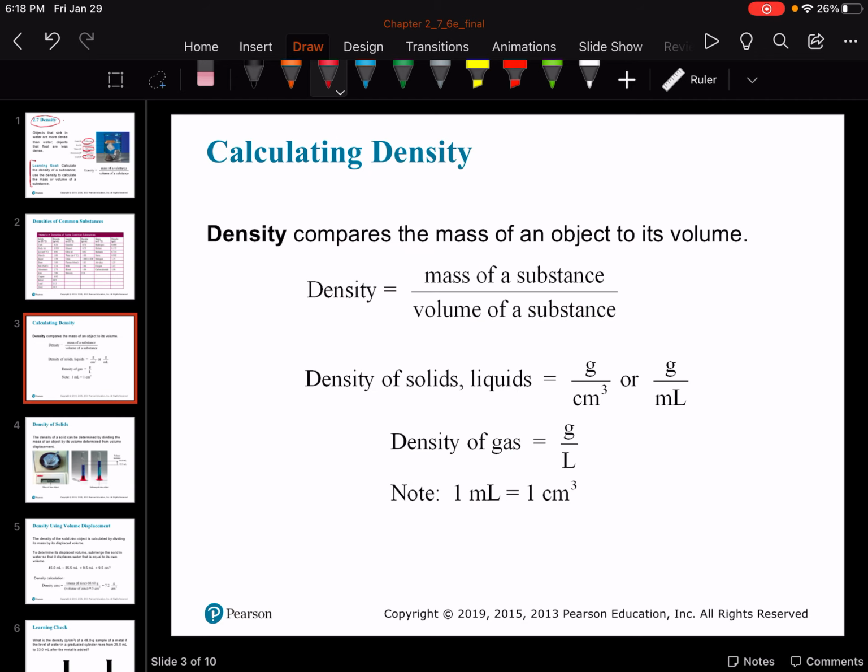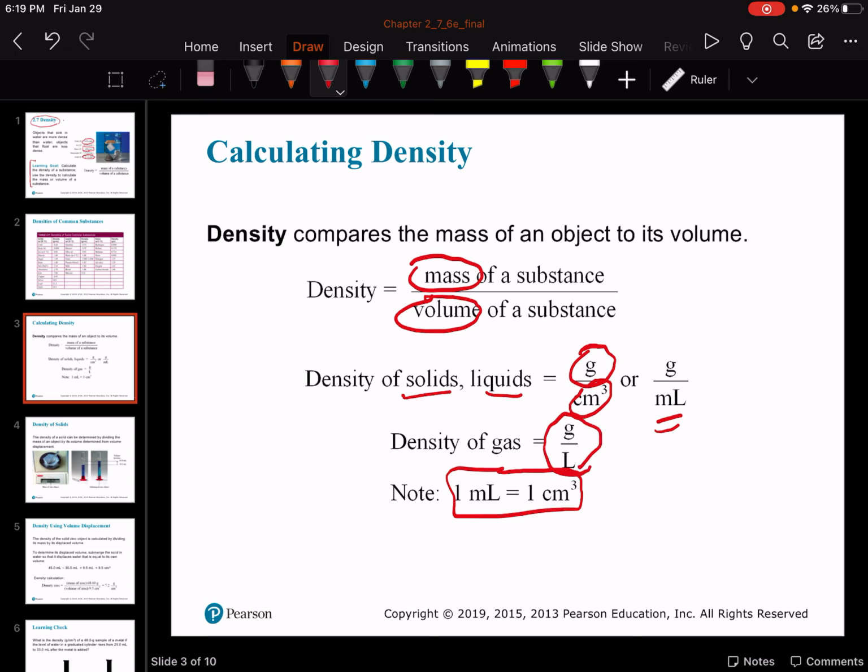So let's look at density a little more carefully. Density compares the mass of an object to its volume, right? It's the mass per volume. That's what density is, right? So chemists oftentimes will measure density in grams per cubic centimeter, which is the same thing as grams per mil, right? Because a cubic centimeter and a mil are the same thing, okay? For solids and liquids. And densities of gases, those are so not dense that we typically use grams per liter for gases, okay? But that's what density is. It's simply mass per volume.